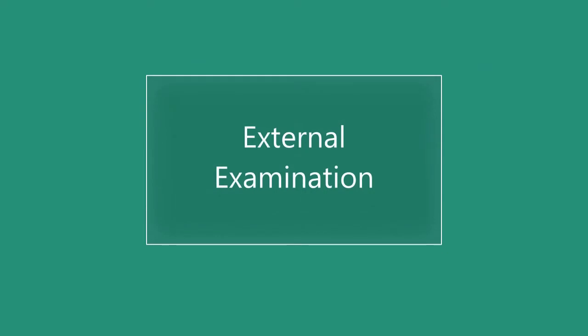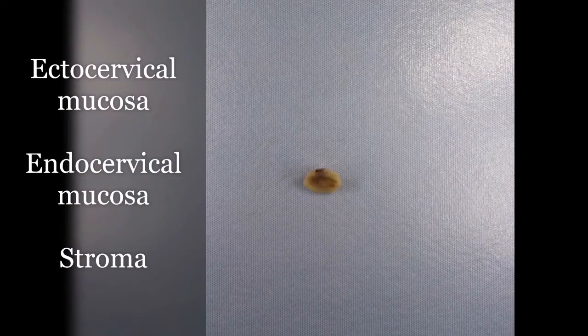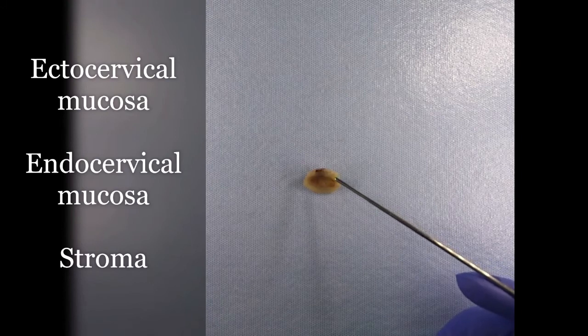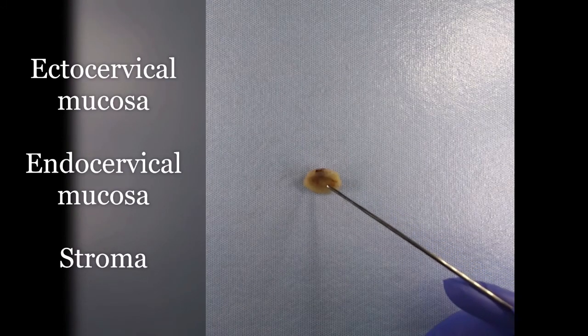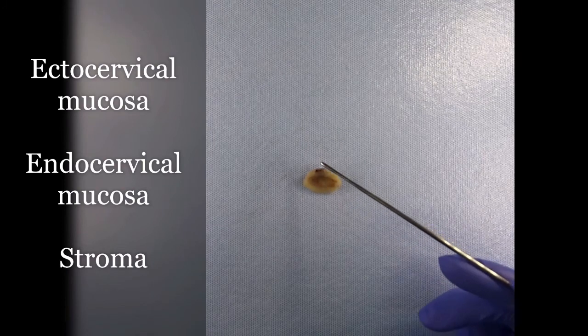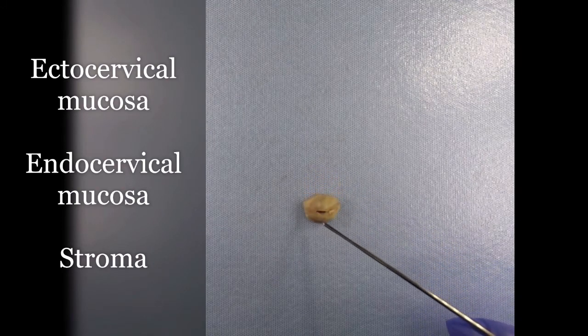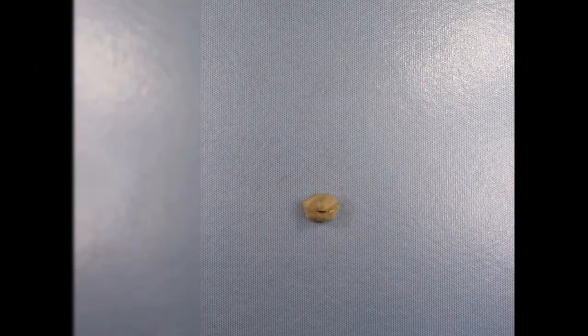External examination. Cone specimens will be made up of 3 components: ectocervical mucosa, endocervical mucosa, and stroma. Normal ectocervical mucosa will be smooth, glistening, and white. Endocervical mucosa may be smooth, pink, tan, or white. Normal stroma will be roughened, dull, and may be cauterized.